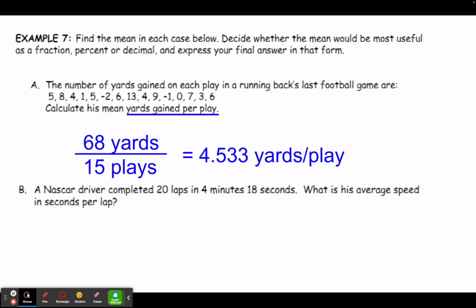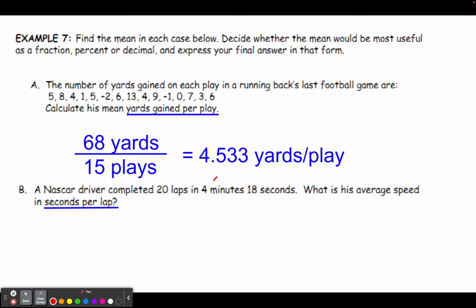In letter B, it says a NASCAR driver completed 20 laps in 4 minutes and 18 seconds. What is his average speed in seconds per lap? Notice the units they're asking us for, seconds per lap, which means when we set up our division, we're going to put the seconds on top and the laps on the bottom. Now, the time is given to us as 4 minutes and 18 seconds.